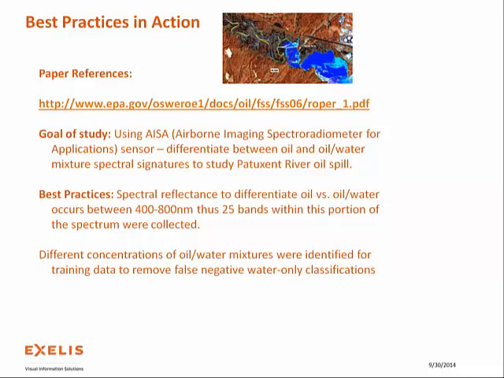This first one was a study using the airborne imaging spectroradiometer for application, or AISA sensor, to tell the difference between oil and water. The problem here was that the oil-water spectral signature is very different depending on the concentration of oil in the water. So for this study, they had to figure out which spectral bands or spectral information showed those different signatures, and then made training data based on all those different signatures to figure out what's really pure water and what's an oil-water mixture. It was a really successful study.